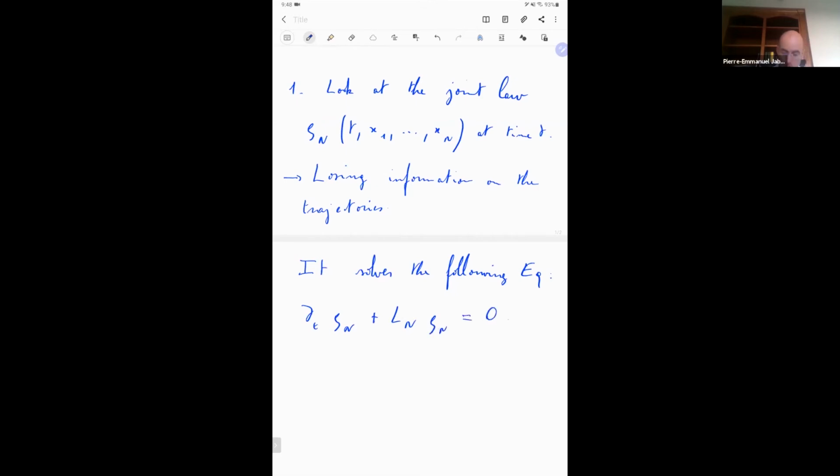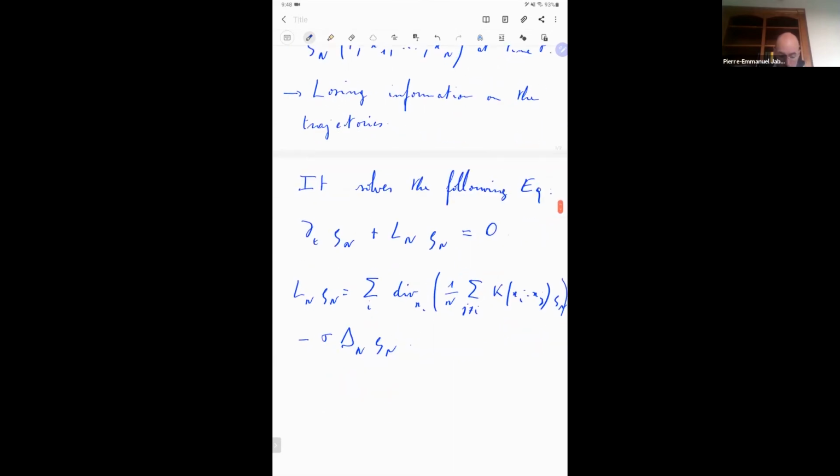So it's a linear equation in large dimension with an operator Ln, and Ln of rho n is just this sum over i of divergence in xi of (1 over n, the sum over j different from i, of K of xi minus xj) rho n, minus, of course, the Laplacian in dimension dn, right? So this is a simple but crazy equation.